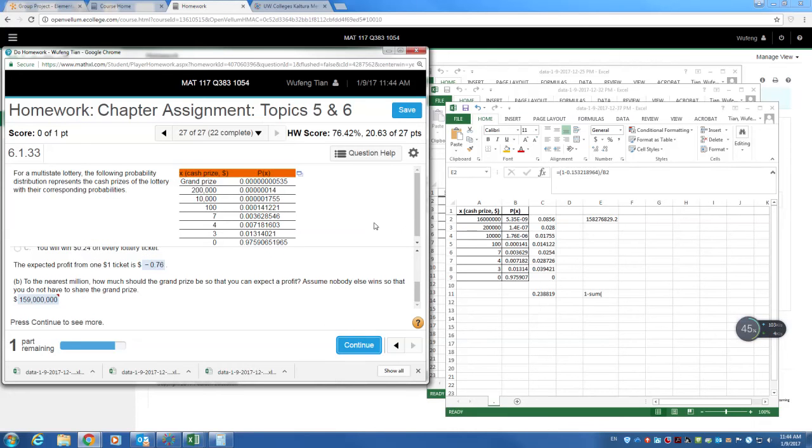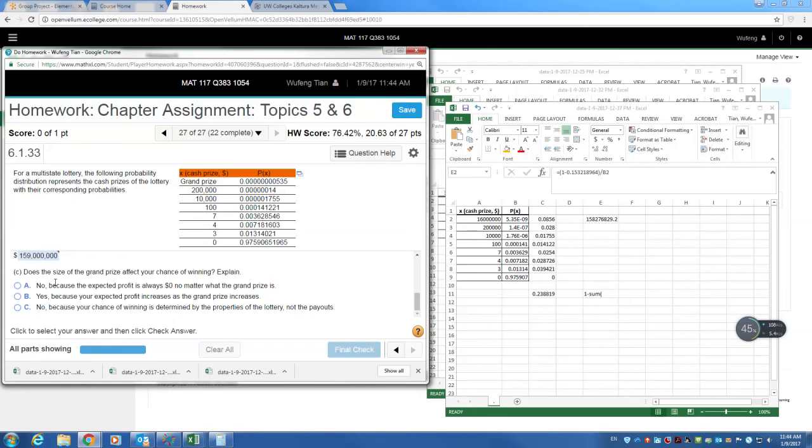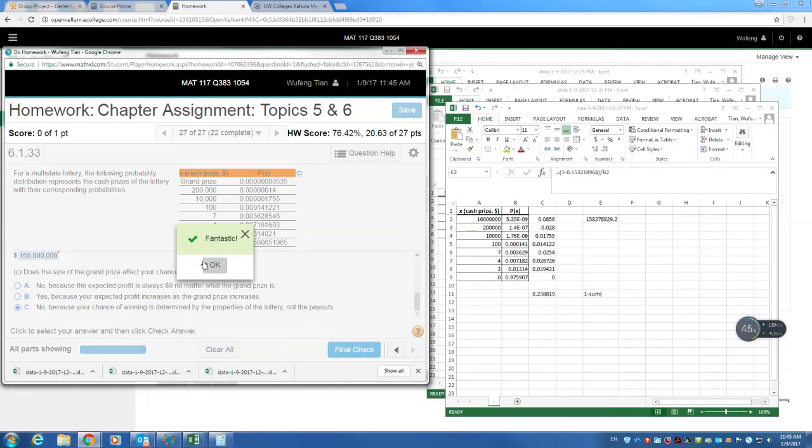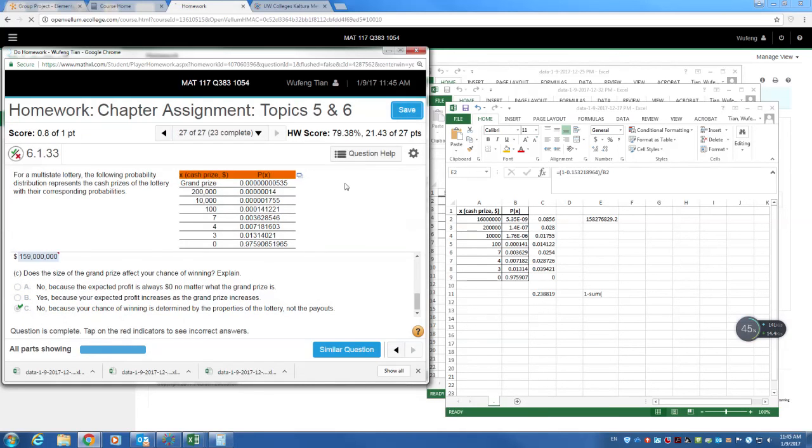Okay, and then continue. Does the size of the grand prize affect the chance of winning? No, because the chance of winning is determined by the probability of the lottery and other payouts. Okay, the probability is always the same. That's how you do this one.